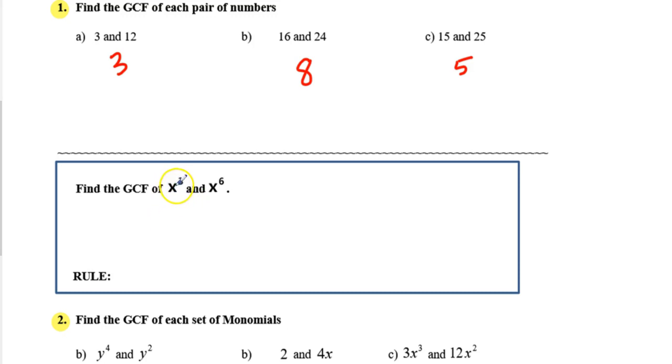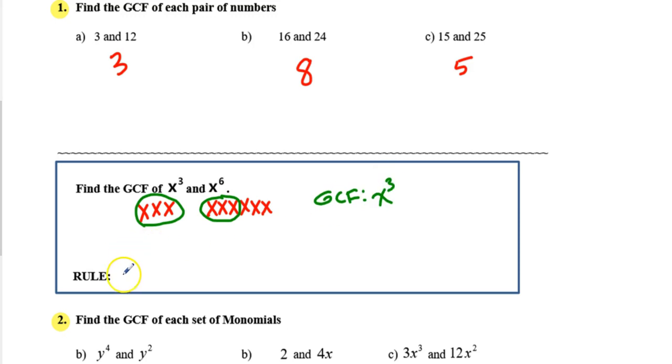All right, so x to the third and x to the sixth. Got to concentrate here. Let's represent x to the third in expanded form. Same with x to the sixth. Okay, so I want to know what's the greatest amount of x's that is common to both terms. I've got 3 x factors here, and there are also 3 x factors here. So the GCF, I guess, is x to the third.